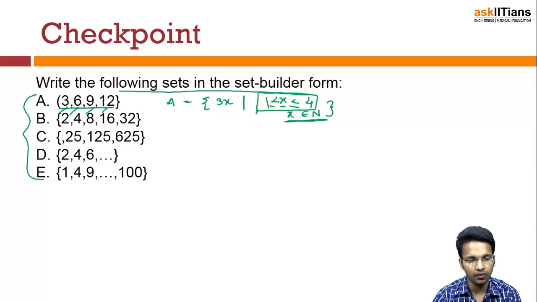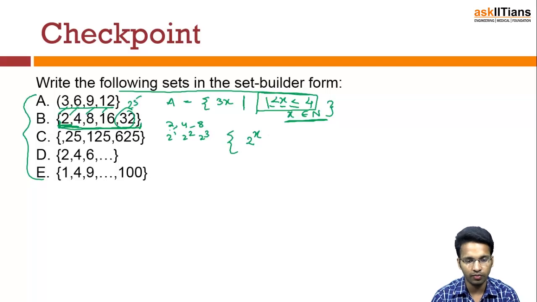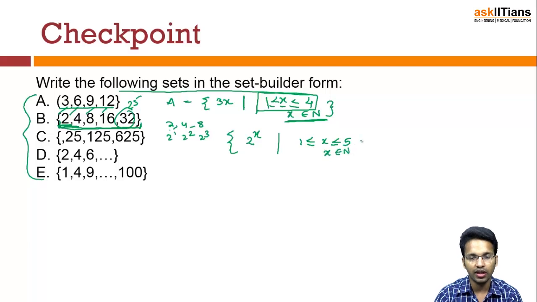So again, the second one. As you can see, when you are converting from the roster form into the set builder form, you have to observe the pattern in the elements. This is again, as I can see, 2, 4, 8. So this one is 2 raised to power 1, 2 raised to power 2, 2 raised to power 3. So my elements are like 2 raised to power x. Now this is 2 raised to power 5, this is 2 raised to power 1. So I can apply the condition on x: x is from 1 to 5 and x again belongs to natural numbers.